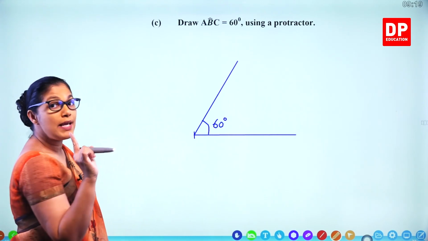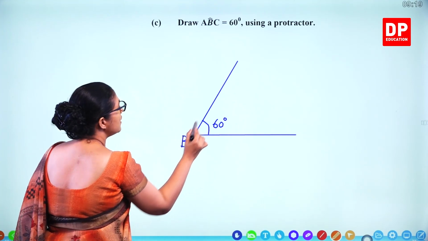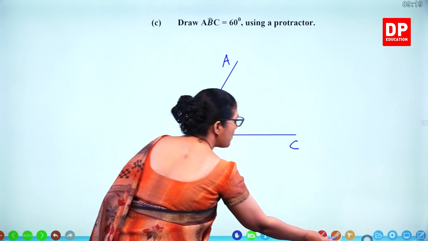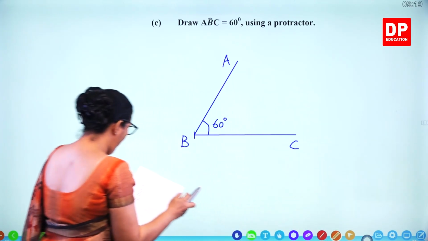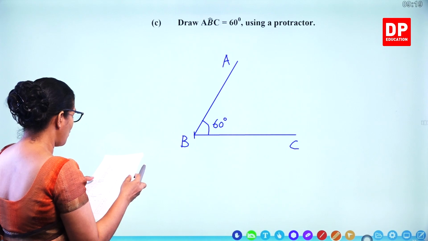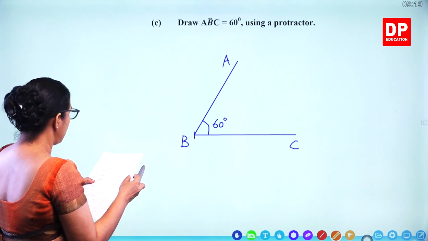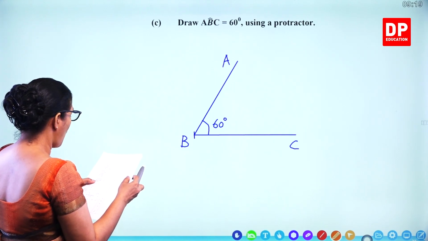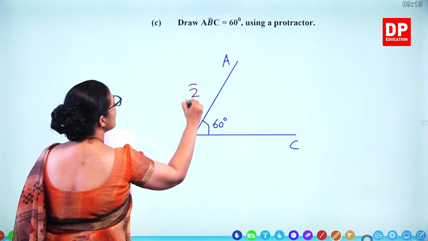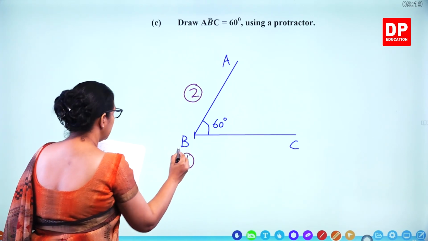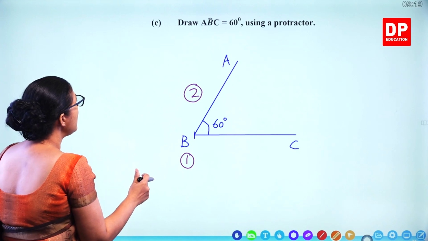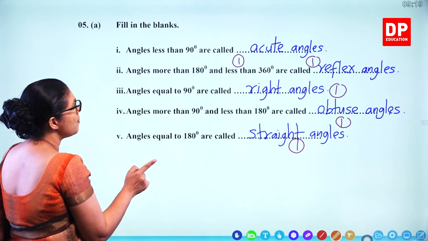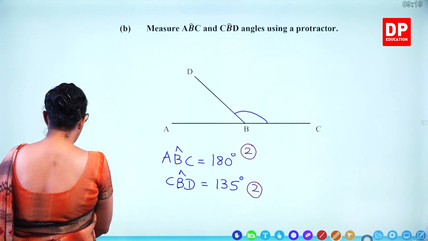So ABC, B is the angle, so we can label ABC. So how many marks for that? 2 marks, and another 1 mark for labeling ABC. So 3 marks. So 3, 4, 7, 7 plus 5, 12 marks.